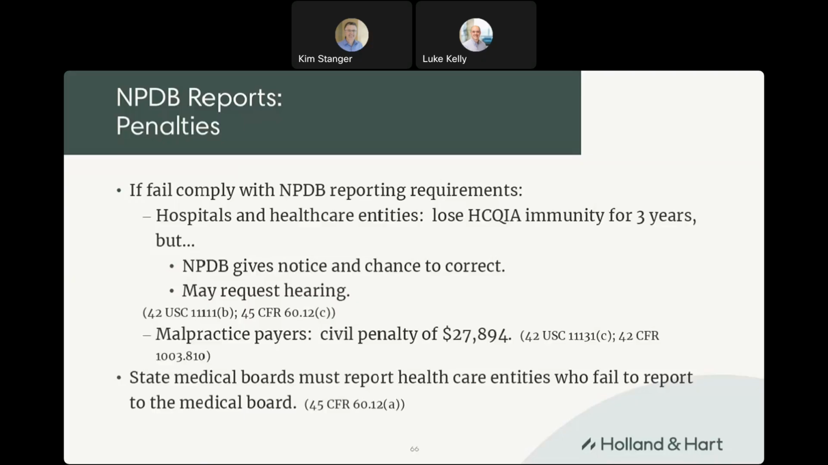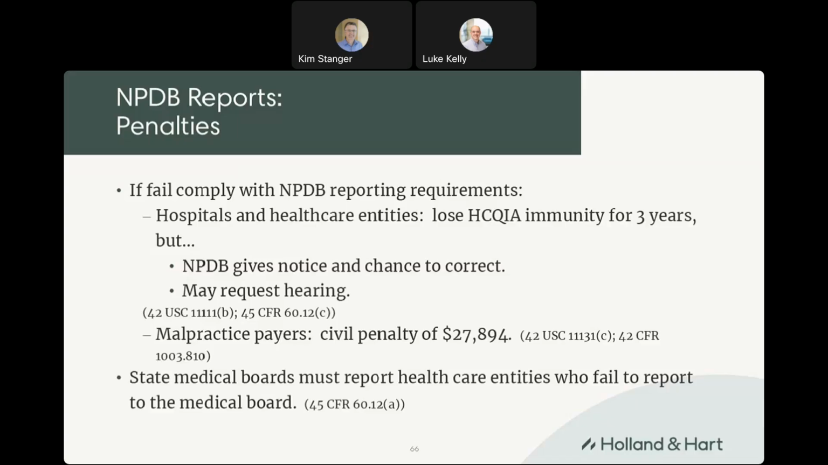Now, the good news is, before that penalty is imposed, the NPDB is going to give you notice and a chance to correct it, to do the report. In addition, you may also request a hearing if you think the NPDB is wrong on that. So you have to kind of be a bad actor or make lots of mistakes to get hit with that loss of immunity, because you're going to have the chance to correct the situation. But typically you're going to want to make sure that you're reporting when you need to report. If you are a malpractice payer, if you're paying a malpractice settlement, then you have a separate obligation to report to the NPDB. And for those entities, they can actually get hit with a civil penalty of $27,000 if they fail to do a report.